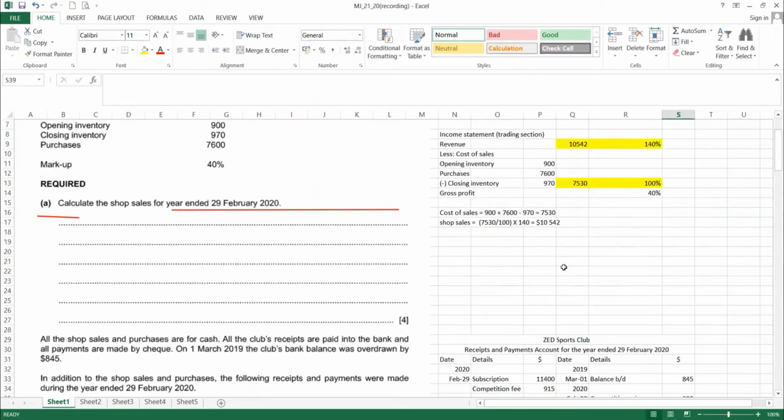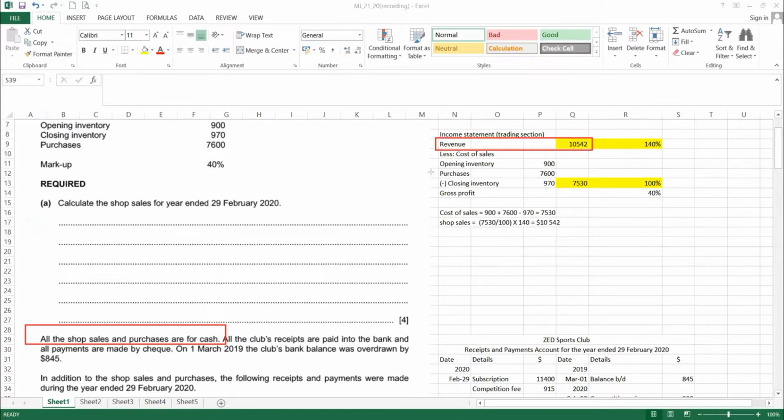Okay. Don't forget, in the sentence they say all shop sales and purchases are for cash. It means that the amount that we calculated, 10542, is income. That means it's an income, we receive money. So we put it into the debit side. Whereas purchases, this amount goes on the credit side.